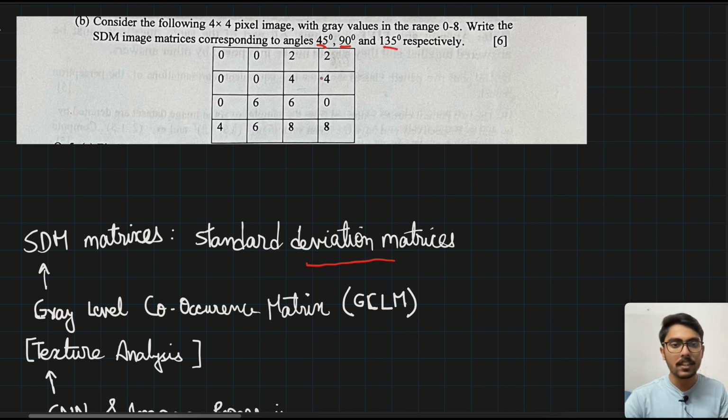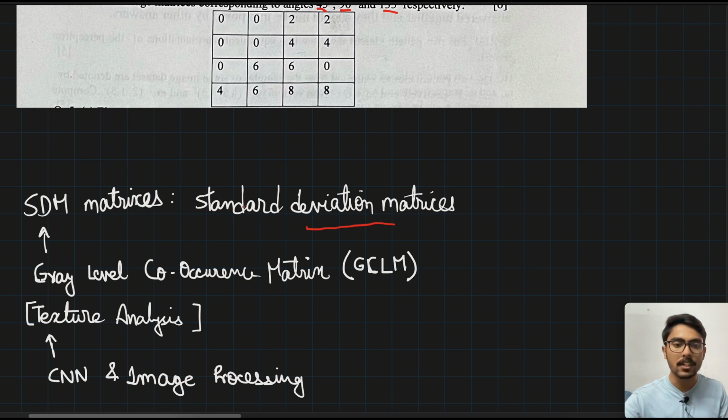We are given this gray values image, right? Like always, when we are dealing with SDM matrices, we need to remember that it has to correspond to a particular angle. SDM matrices by themselves don't convey any meaning, so we need to have some angles to which these matrices will point. SDM matrices, as the full form suggests, are standard deviation matrices. It kind of relates to how the deviation in edges occurs in a particular image.